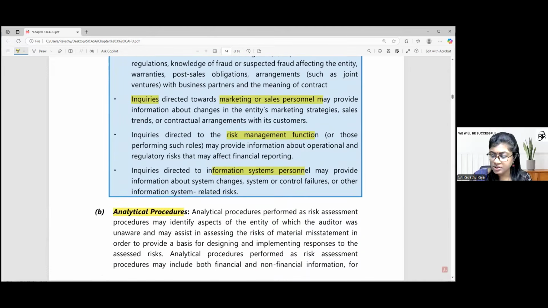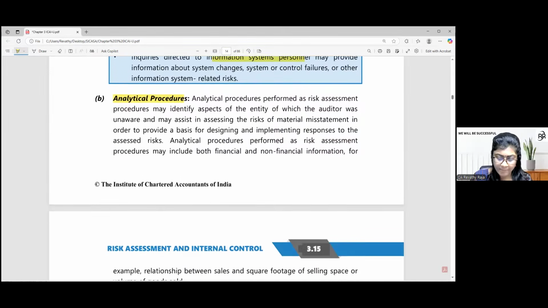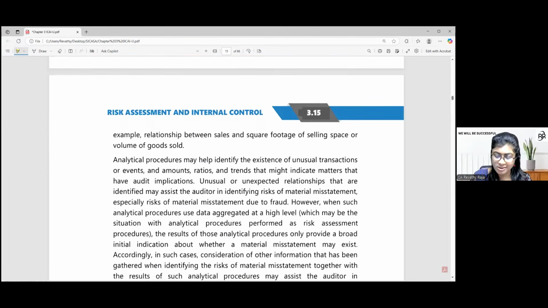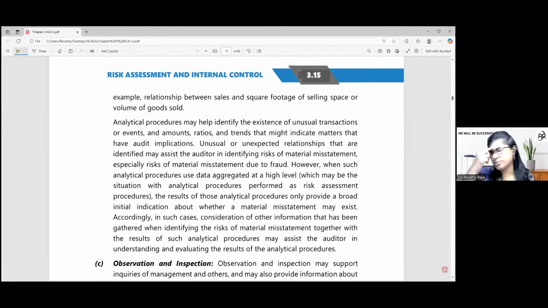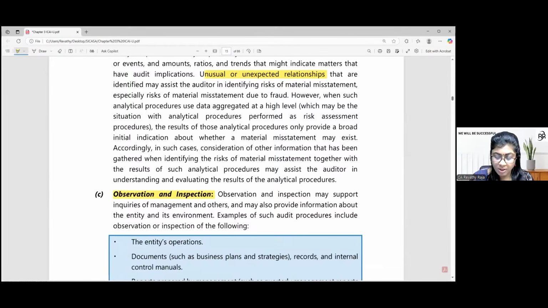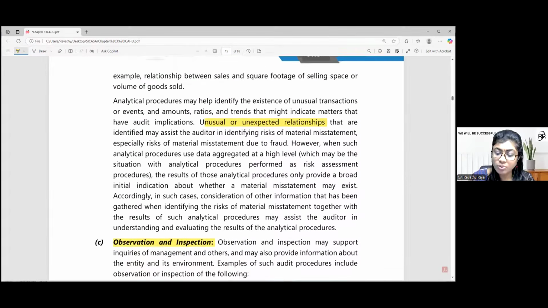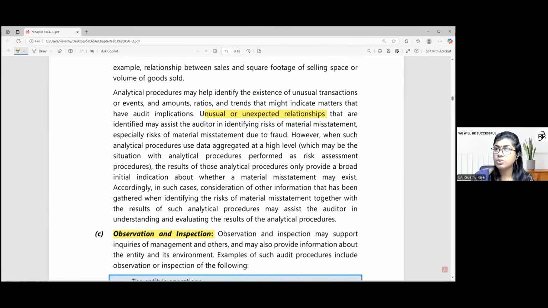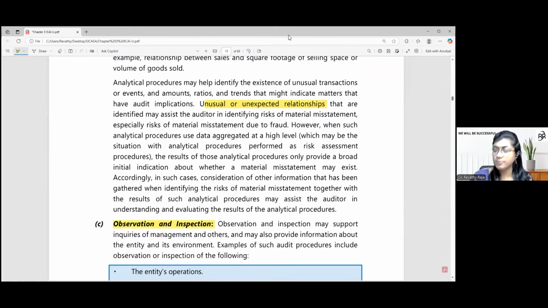Then, analytical procedure we said. Analytical is just SA 520. Unusual or unexpected relationship, 520. Then observation and inspection. At which page are you? Which page of the SA material? 15, huh? Okay, what is inspection? In SA 315 we study.